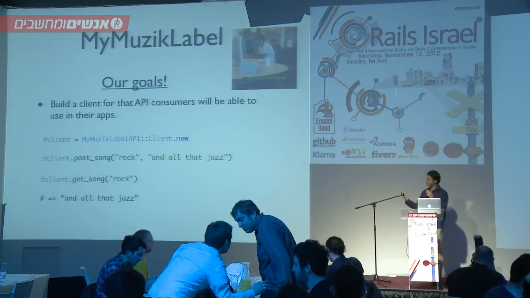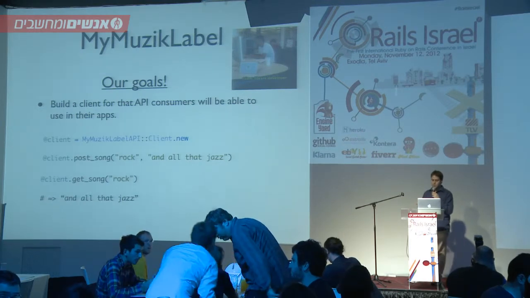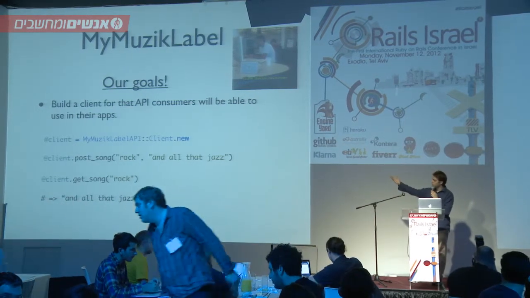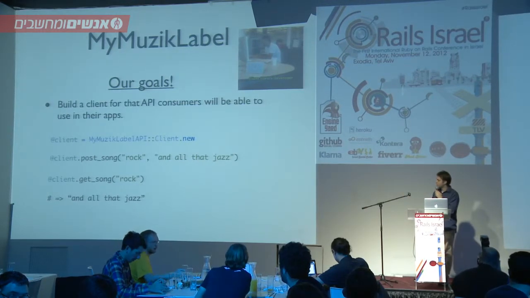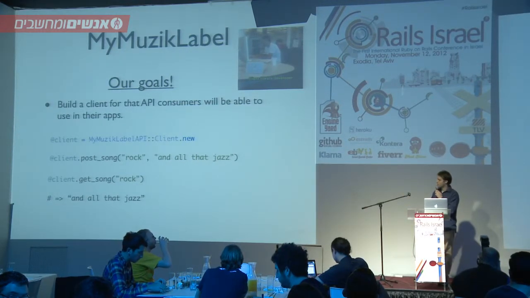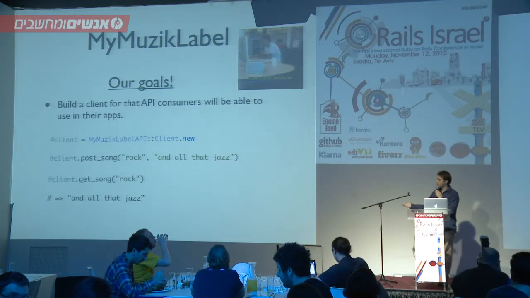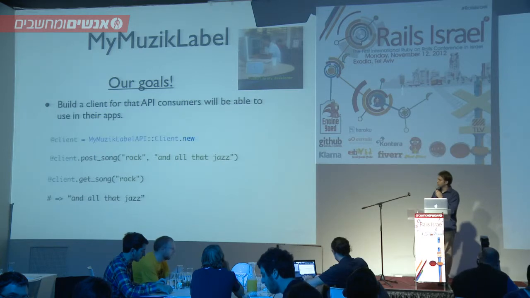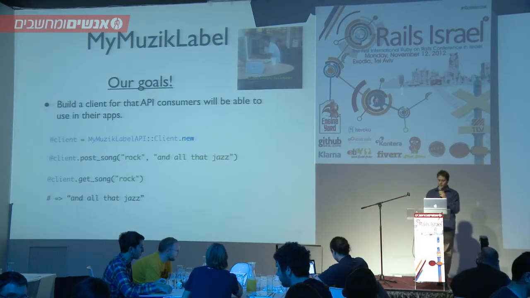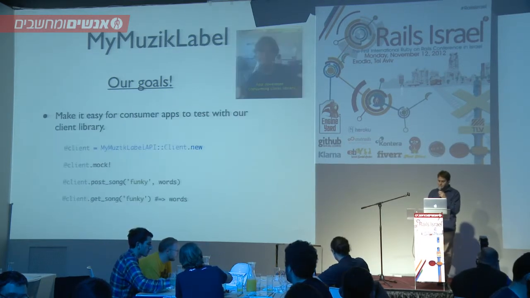And the client that's going to actually consume that API is going to look something like this. We instantiate a new client of that library. We can have a post song method on that client, pass the title of the song and the words. And then if we get the song, which will use that get HTTP method, that get request, we can get those words back. That's going to be the client interface.